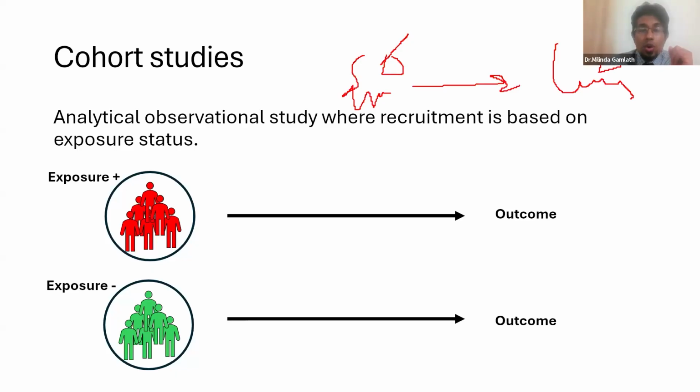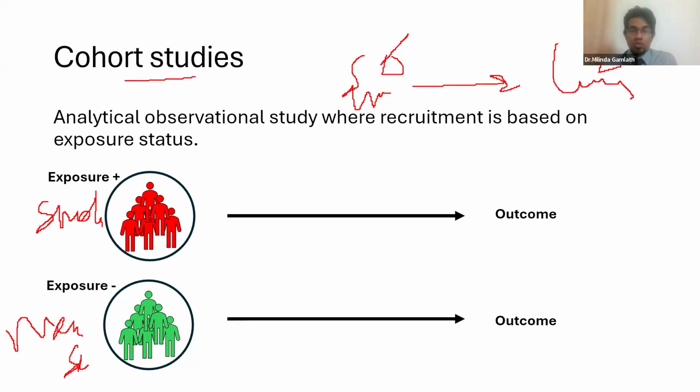So in order to do a cohort study to examine the association between smoking and lung cancer, you can take a group of smokers as the exposed group, and then you can take a group of non-smokers as the non-exposed group. That is your starting point. Your recruitment is based on exposure status. And then you follow them up to see how many of them develop lung cancer. Do you get my point here?